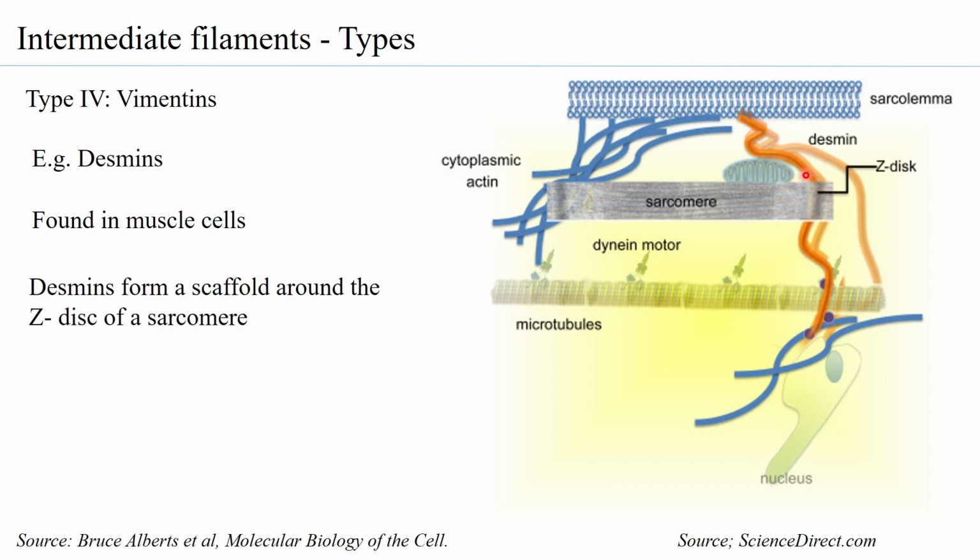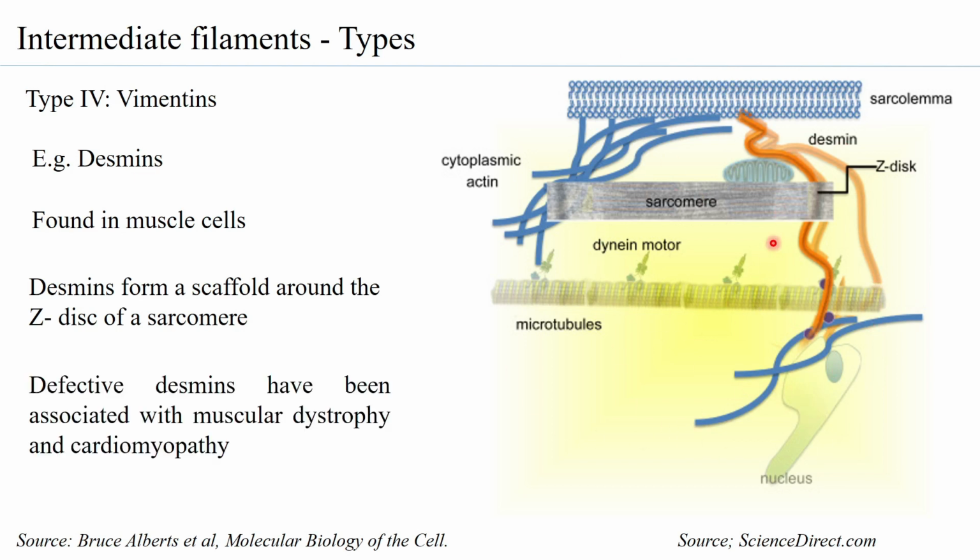You can also see that the desmin is associating with microtubules. It is associating with the muscle membrane. It is associating with the actin filaments. So therefore, it is making an intermolecular network which helps muscle functioning. It has in fact been observed that defective desmins have been associated with diseases like muscular dystrophy and cardiomyopathy.